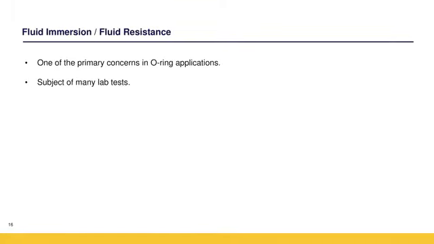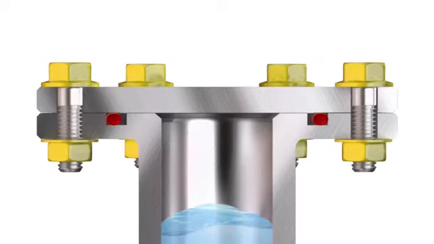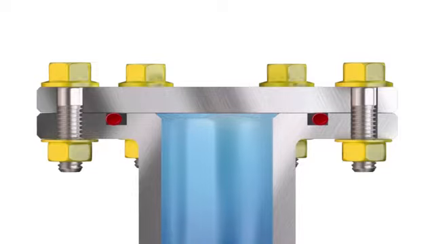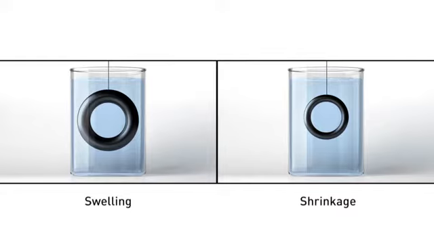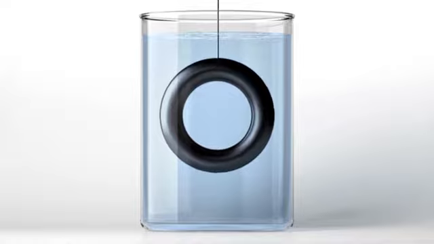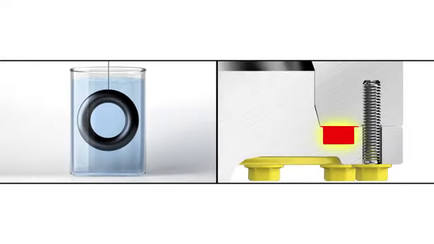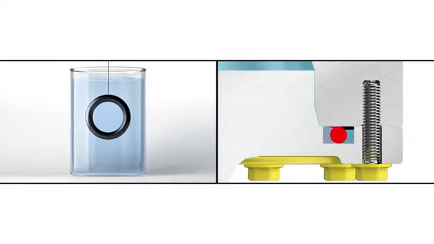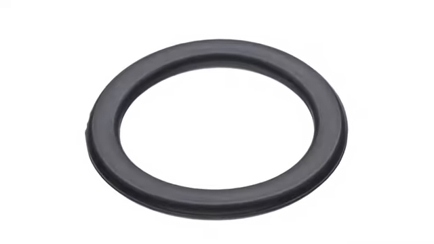Fluid immersion is one of the primary concerns of O-ring application and is the subject of many lab tests. When the O-ring is installed in an application, it will be sealing a fluid, and we need to be sure the fluid and O-ring material are compatible. If incompatible, the main problems will be swelling and shrinkage. Swelling could lead to shortened seal life, and O-ring shrinkage could cause leaking and a chemical reaction that results in O-ring degradation.